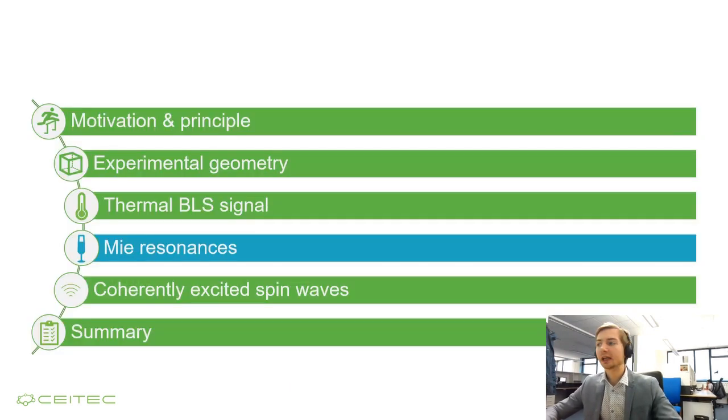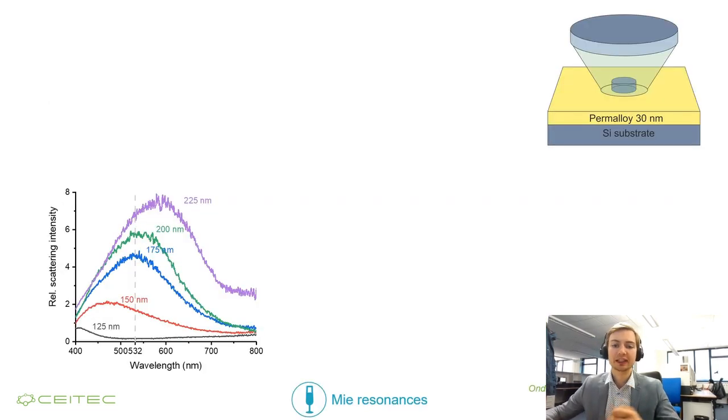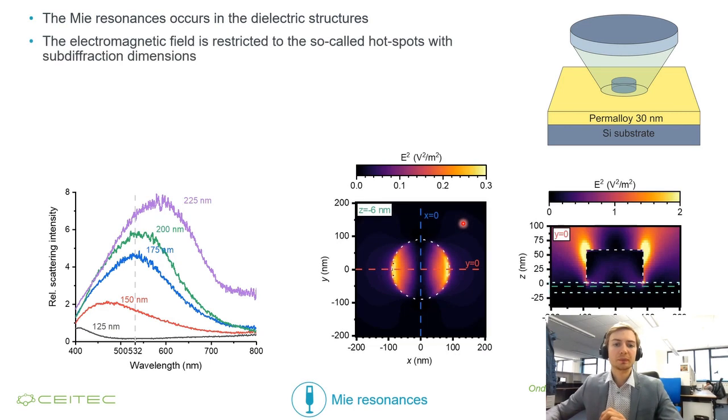So now let's move to the Mie resonance phenomena, these underlying phenomena. So Mie resonances are electromagnetic resonances in cavities or in nanoresonators induced by the incident laser light. They occur in dielectric materials. In our case, we chose silicon. So it's absolutely necessary to restrict the light to subdiffractional regions to really be able to interact with these nanoscale spin waves, and this happens when we hit the resonance condition.